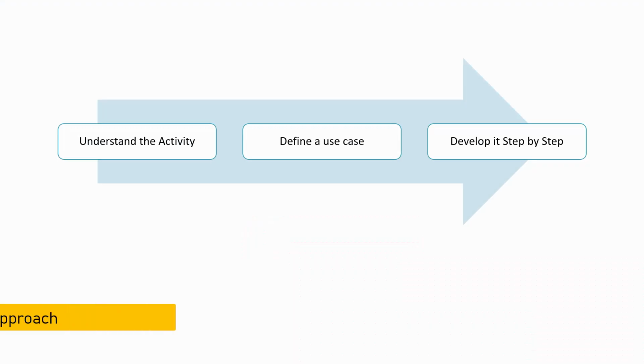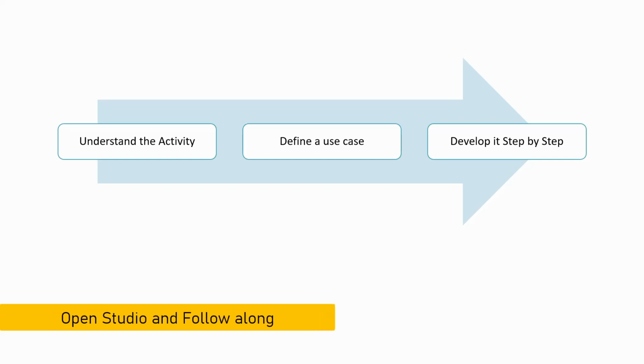This is the approach we are going to take in these activities. First of all, we are going to understand what exactly the activity is. That would be the theoretical part. Then we are going to define a small use case, which would be a pretty basic one. And then we are going to develop that use case step by step by using the GenAI activities along with RPA. I have a request: please open your UiPath Studio and follow along to get a better understanding of these activities.